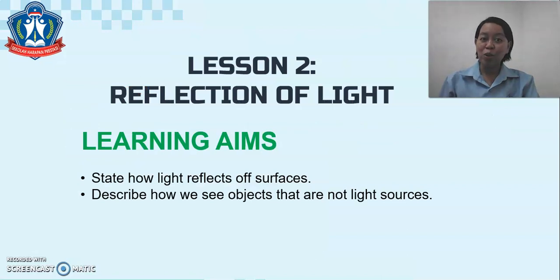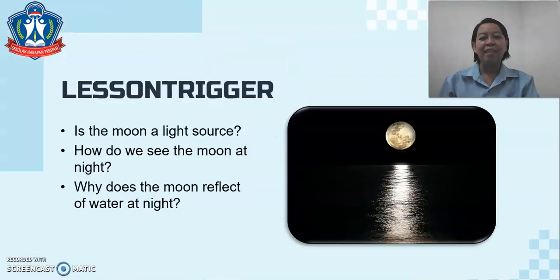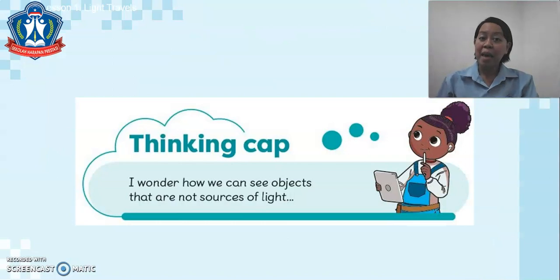For lesson 2, reflection of light, our learning aims are the following. State how light reflects off surfaces. Describe how we see objects that are not light sources. For our lesson 2, your questions: is the moon a light source? How do we see the moon at night? Why does the moon reflect off water at night? And for our thinking cap, I wonder how we can see objects that are not sources of light.